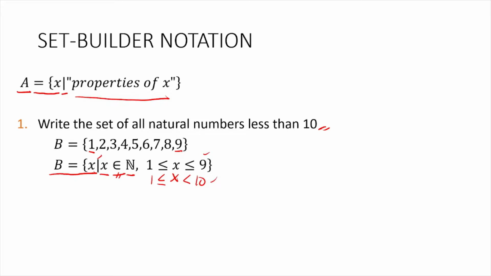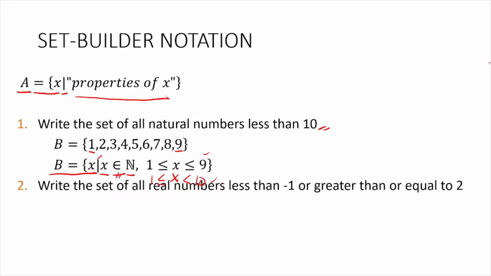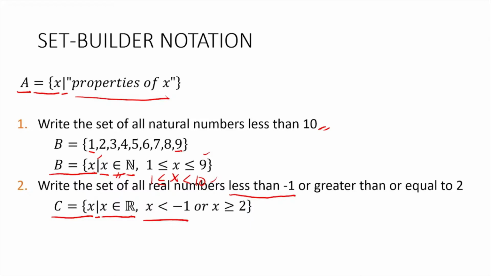Let's have another example. Write the set of all real numbers, this time, less than -1 or greater than or equal to 2. Let's denote this set as set C. Set C is the set of all x such that x is a real number and x must be less than -1, as said here, or x is greater than or equal to 2.